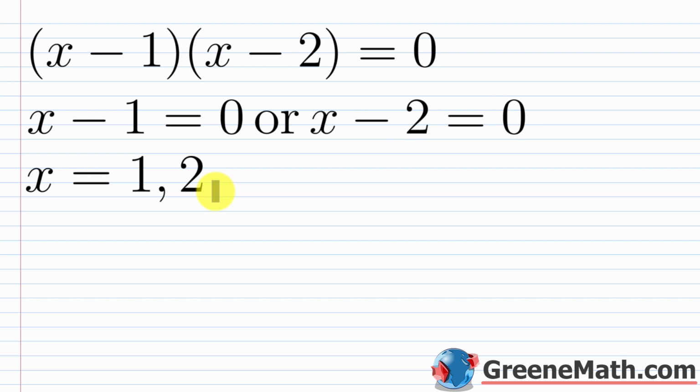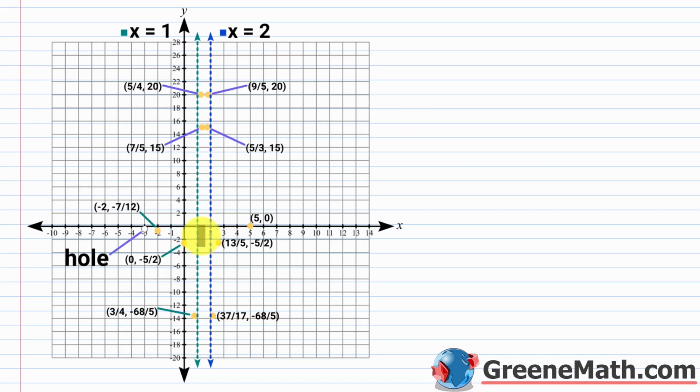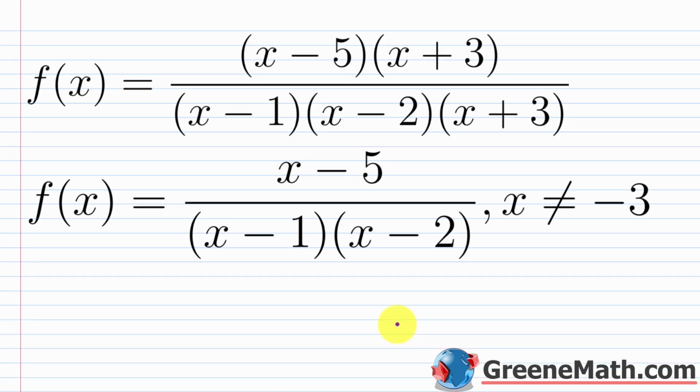So you have a vertical asymptote at x equals 1, and then another vertical asymptote at x equals 2. So coming down here, this is your vertical asymptote at x equals 1, and then this is your vertical asymptote at x equals 2. Then for the horizontal asymptote, the degree of the numerator is 1. The degree of the denominator is going to be 2.